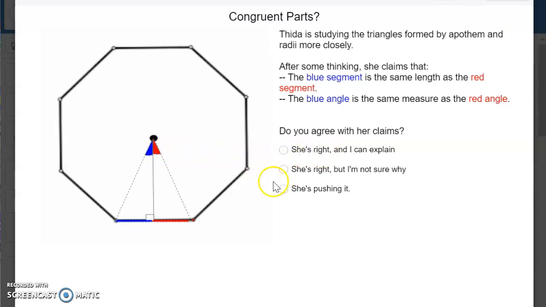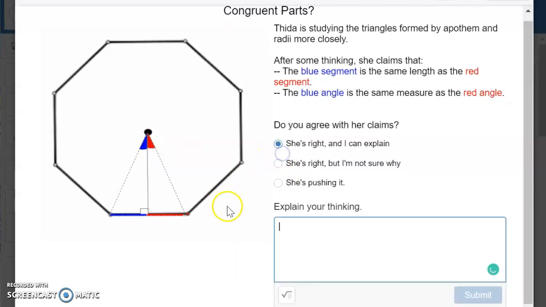She's right. I can explain. She's right, but I'm not sure why she's pushing it. I don't think this is correct. Well, she is right. And how do we know that they are equal? It is by HL similar congruence, right?